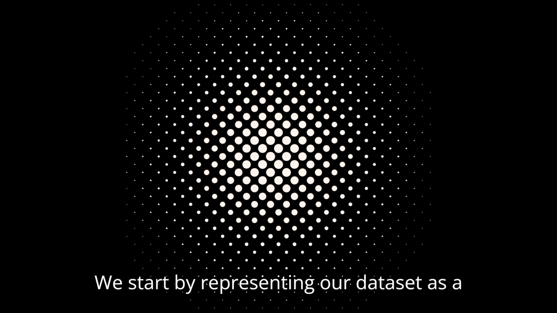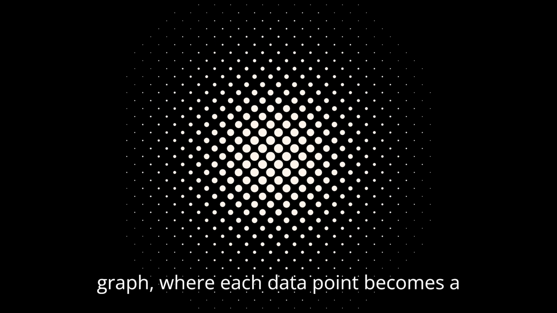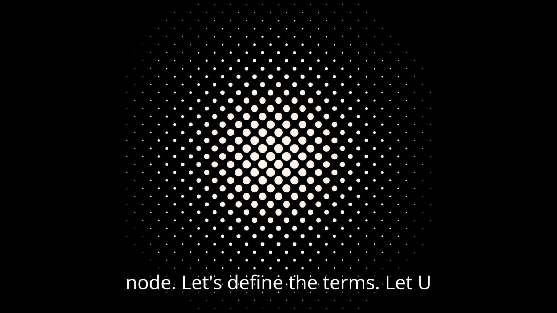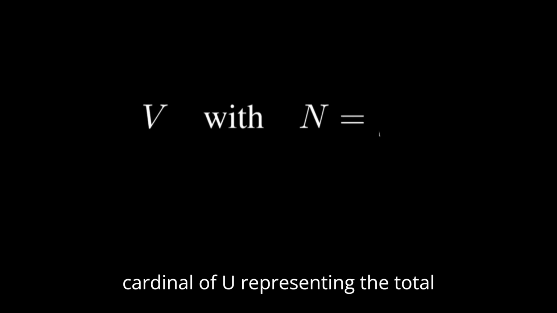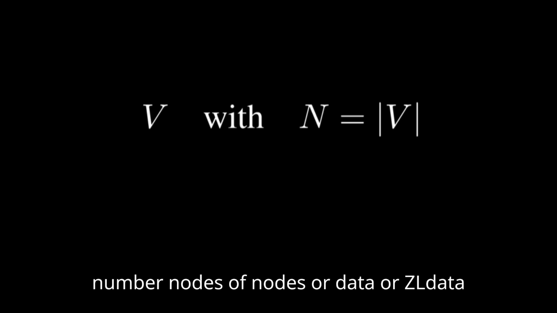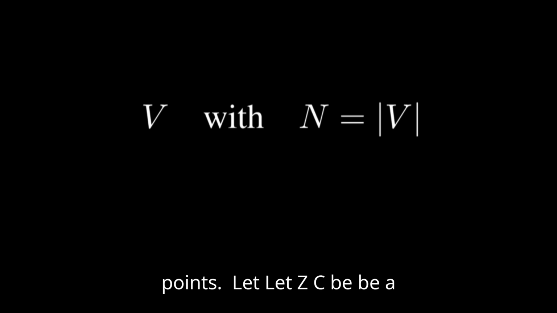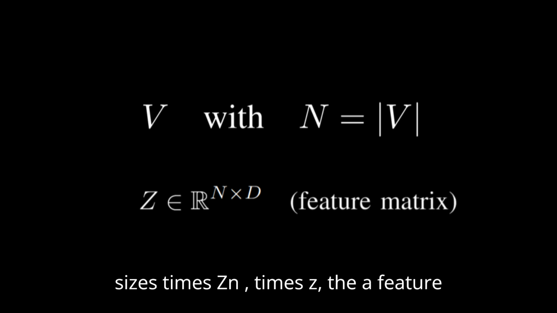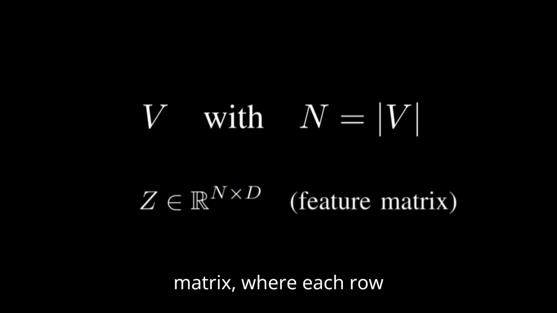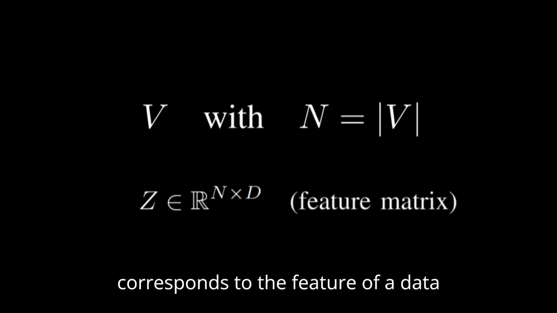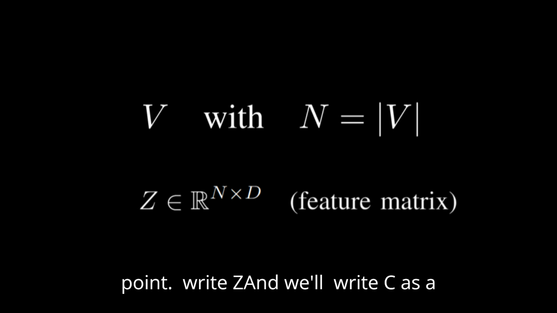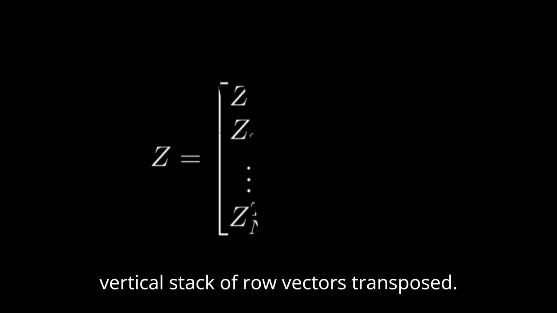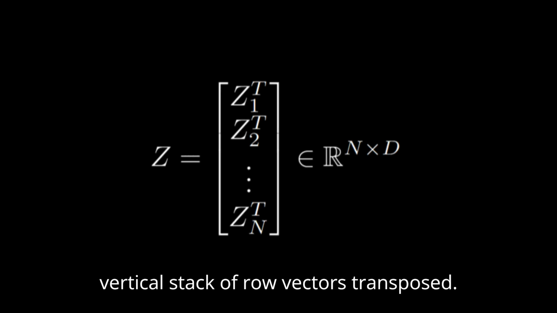We start by representing our dataset as a graph, where each data point becomes a node. Let's define the terms. Let V be the set of nodes, with n equal to the cardinal of V, representing the total number of nodes or data points. Let X be a matrix in the space of real matrices of size n times d, the feature matrix, where each row corresponds to the features of a data point. And we write X as a vertical stack of transposed row vectors.